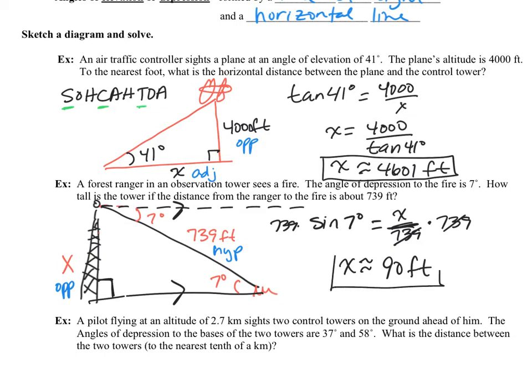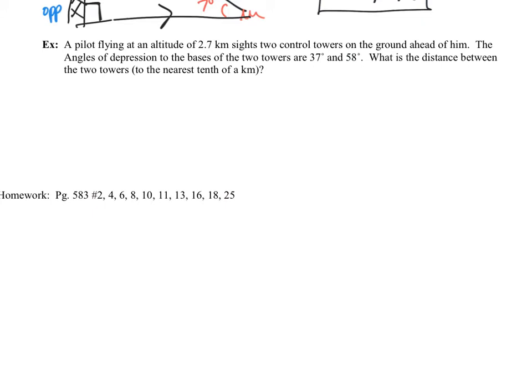All right, so let's take a look at one more example then. This last example says a pilot flying at an altitude of 2.7 kilometers sights 2 control towers on the ground ahead of him. Then it says the angles of depression to the bases of the 2 towers are 37 degrees and 58 degrees. And then the question is, what is the distance between the 2 towers to the nearest 1/10 of a kilometer? Okay, so let's draw a picture of what's going on here.